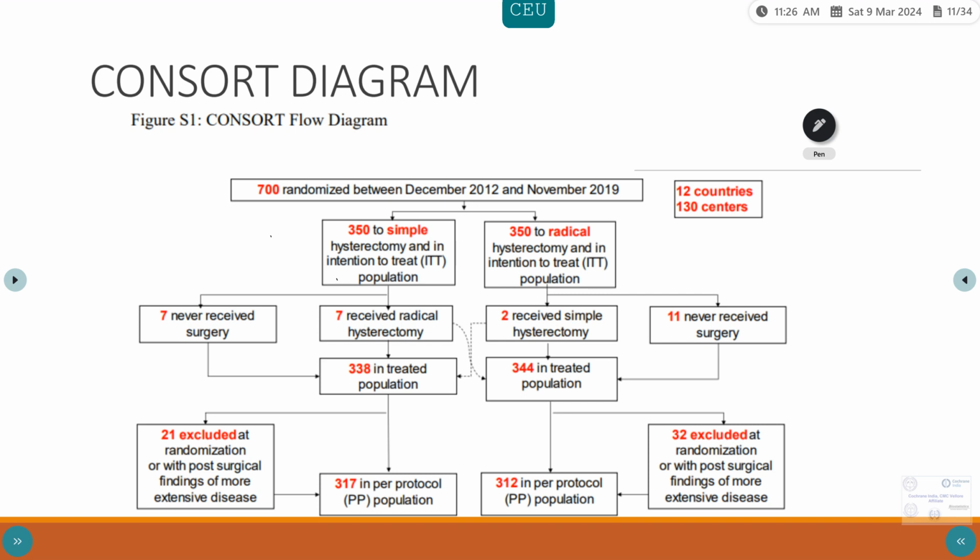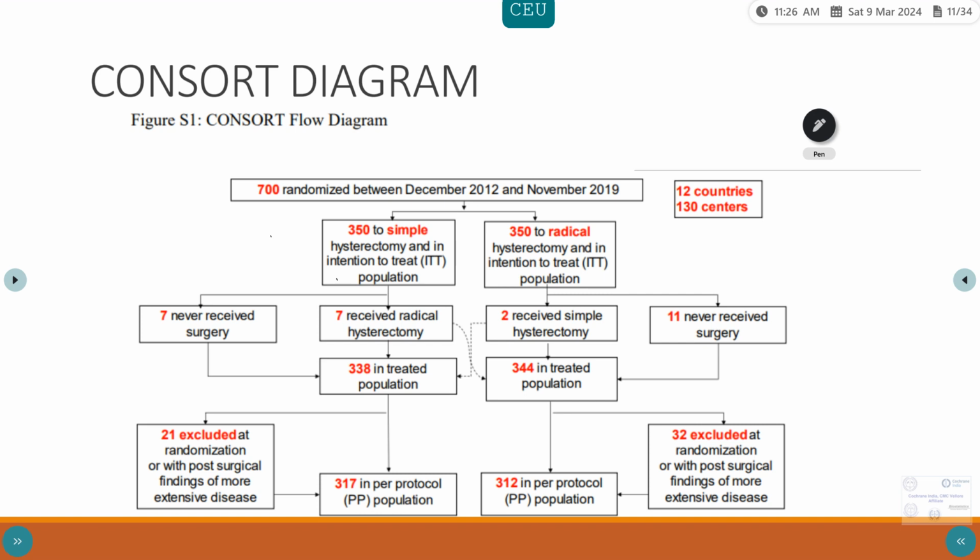So that is called crossover or contamination. It should not have happened, but it happens. In real life, you can't prevent it when you do multi-center trials. Someone says, I don't want a simple, I want radical. You can't tell the patient. He has his right to refuse and withdraw consent. So usually those people we call failures in that arm.